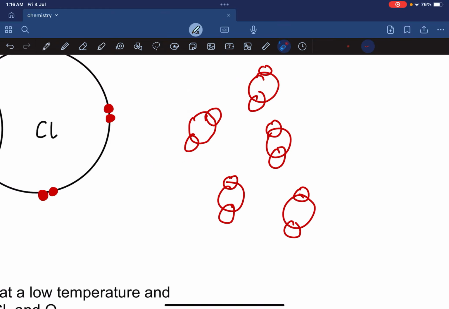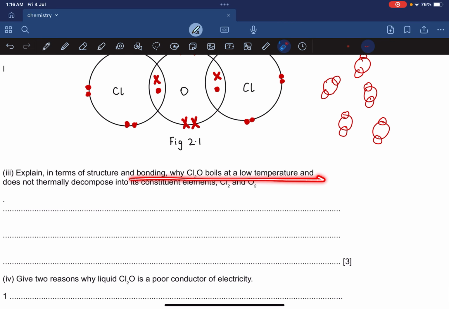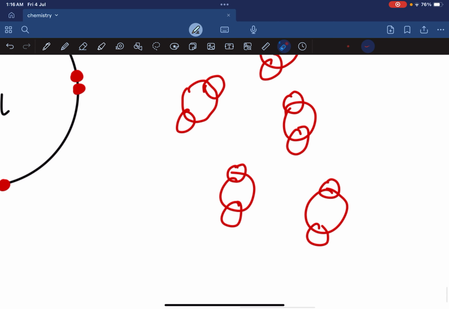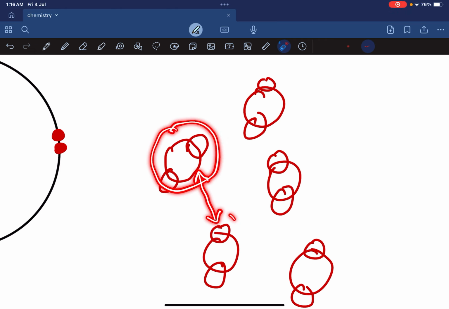Now you have to realize that when you are boiling it, you're not breaking this bond. This bond between chlorine and oxygen is a covalent bond, and you cannot break a covalent bond by low temperature, because over here they've written that it only requires a low temperature to boil it. So you only need a low temperature to break the force of attraction between this molecule and this molecule. So when you're boiling it, you're not breaking this covalent bond. What you're breaking is the force of attraction between 2 molecules.